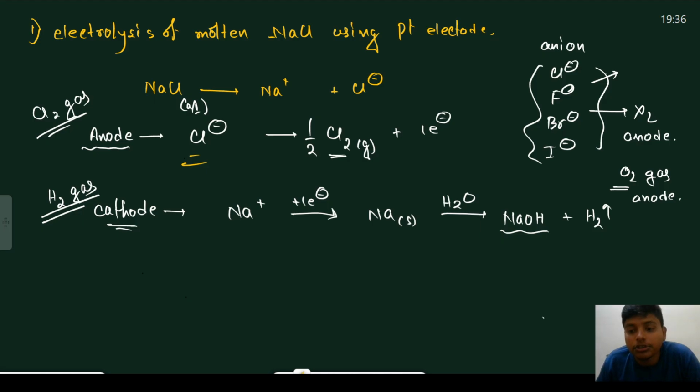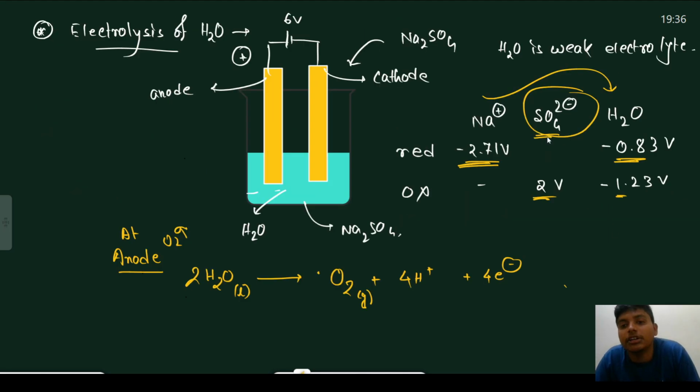Chlorine. Here there is also a chance of sulfur dioxide or SO2, SO3 gas formation. But why is it not forming? Because the oxidation potential or reduction potential is below or above that. That's why it is not forming. But at the cathode, the same reaction.